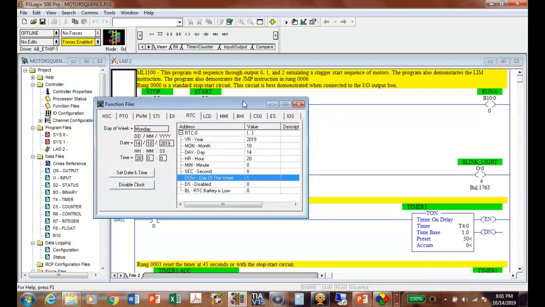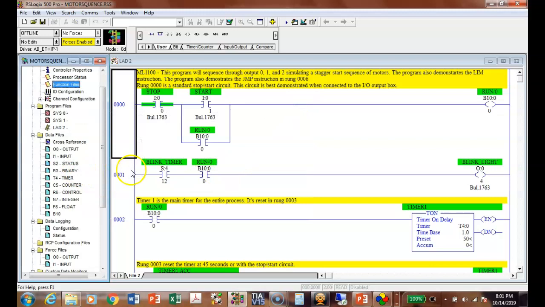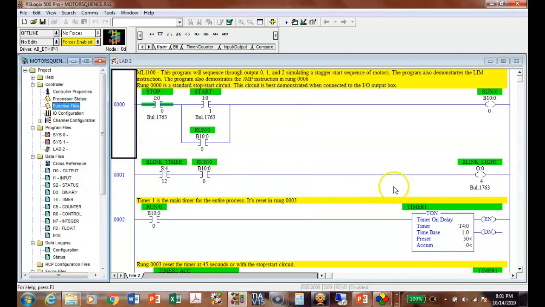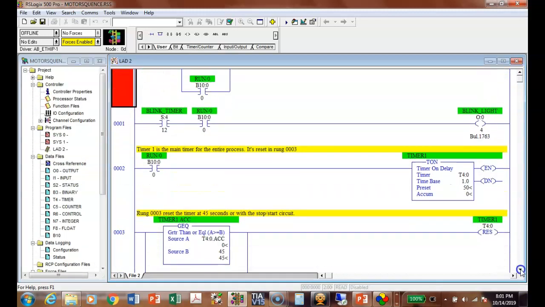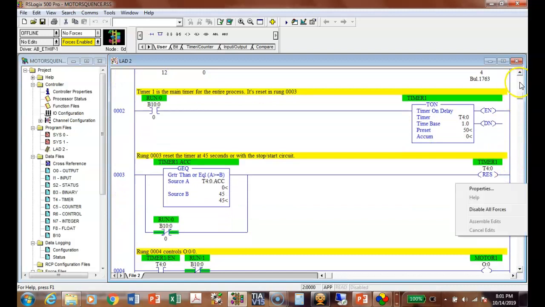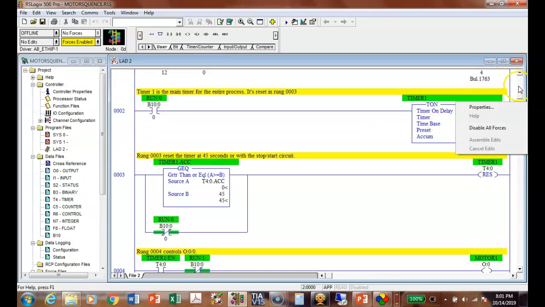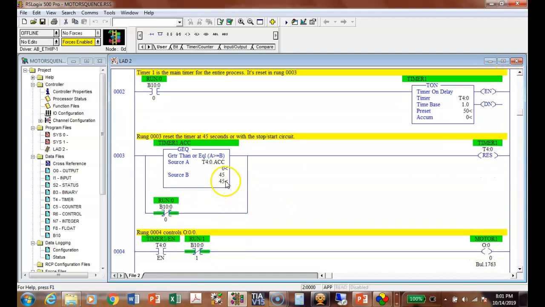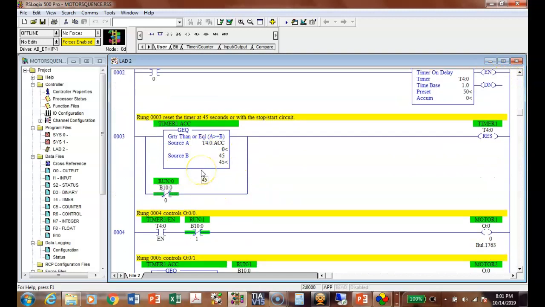The problem is there's no battery in this PLC, so if I turn it off, I'm going to lose all this. So it's good to keep batteries in your PLC. So what we're going to do later on is look at these guys, and this is what you would use. There's a timer, and then these are what we call our compare instructions.